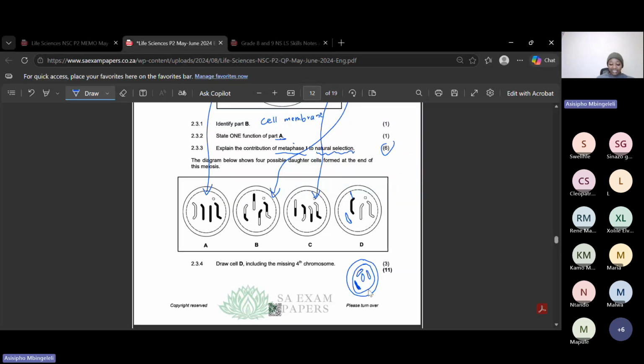You need to write a caption. Remember what I said about drawings in life science? Whatever drawing you write in life science, it should have a caption. So what do we then have here? They've said the diagram below shows 4 possible daughter cells. So this would be a daughter cell. Tick for the caption. Missing chromosome is unshaded. Cell D correctly copied.